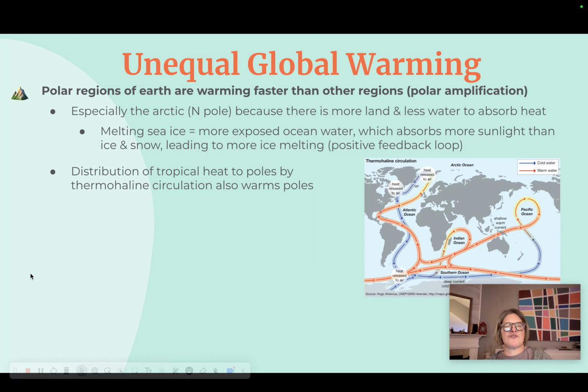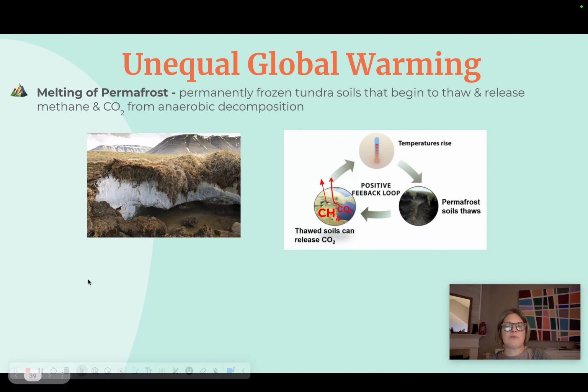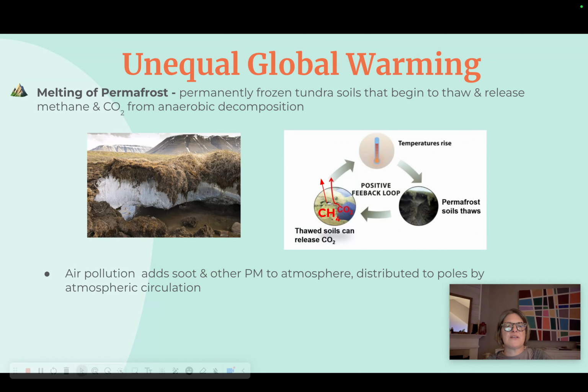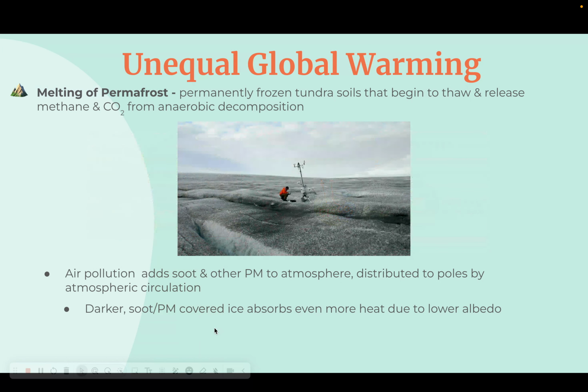We're also going to see a distribution of tropical heat to the poles because of the thermohaline circulation. It's going to cause a general warming of the oceans around the polar regions. And we already talked about this, but we'll see the melting of permafrost, which is, again, another positive feedback loop. We're going to experience air pollution because of that melting permafrost. We'll add soot and other particulate matter to the atmosphere, and that's going to be distributed to the poles because of atmospheric circulation. Darker soot or darker particulate matter covers the ice and it absorbs even more heat because of the lower albedo. So that's a real problem.